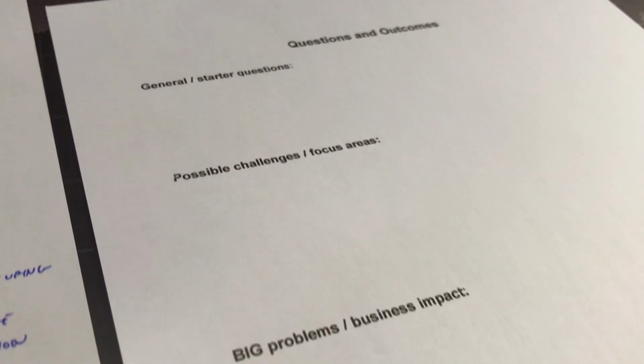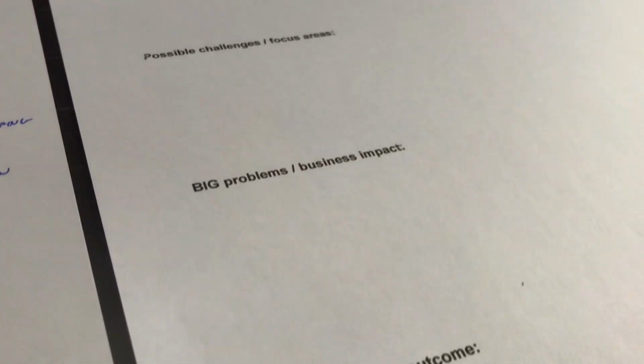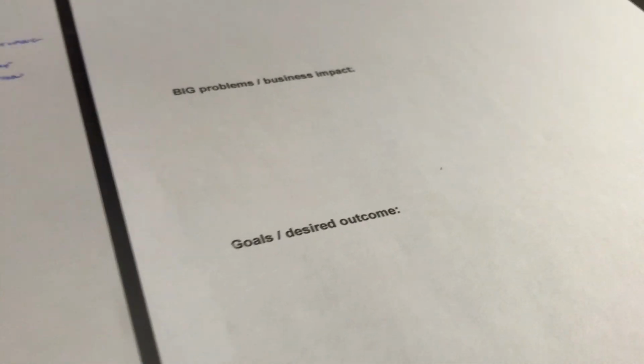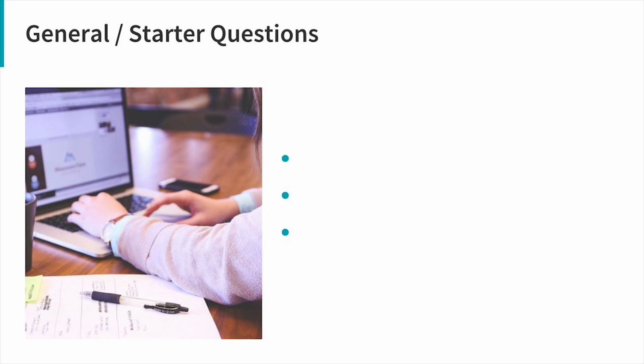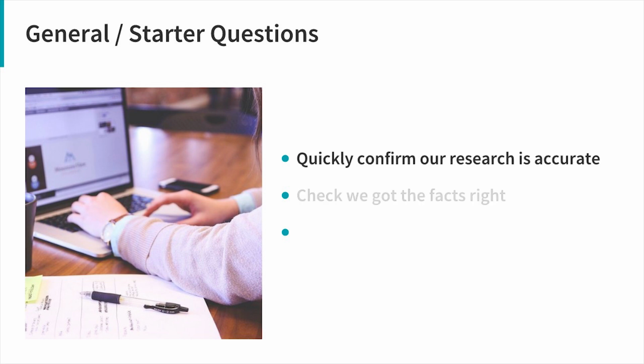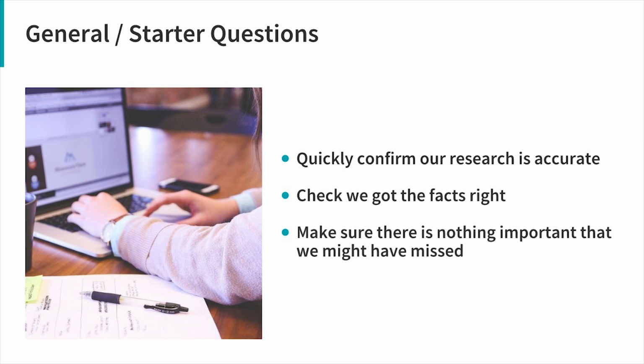We have general and starter questions. These are questions where we're just confirming that the research we've done is correct and as accurate as it could be. So these are some very quick questions: hey, is this how things really are? Can you just confirm that what I've researched is correct? And then we move on to the next section. We just want to make sure that the research we've done is actually helping us and that it is accurate.